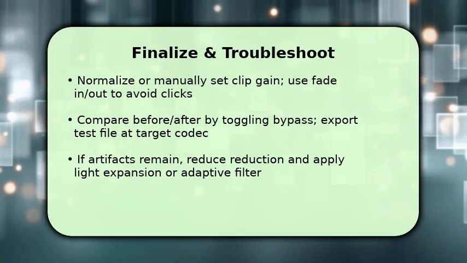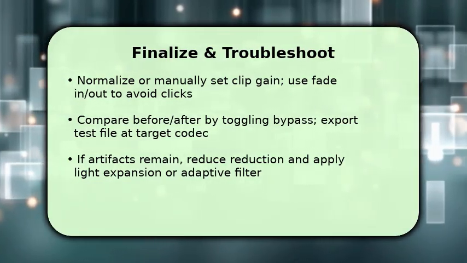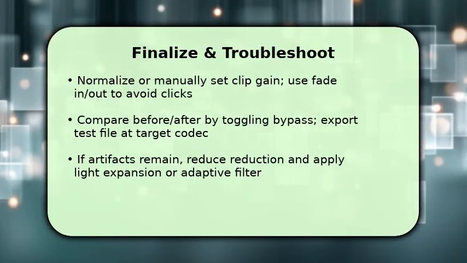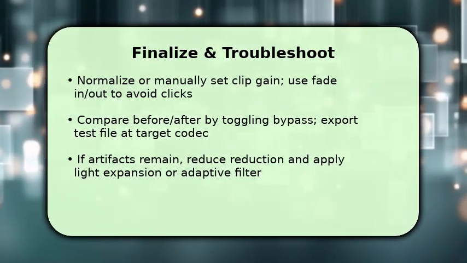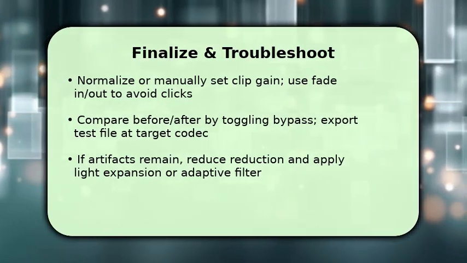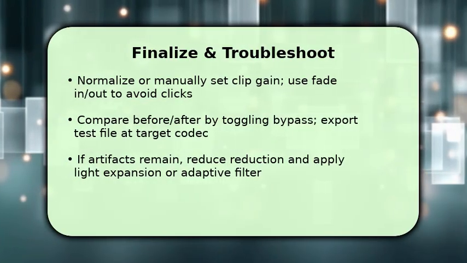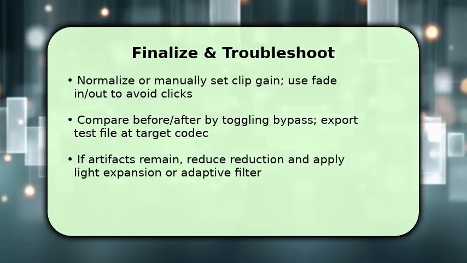Always toggle the noise effect bypass to compare before and after, then export a short test file using your final codec and listen on different devices. If you still hear artifacts, back off the reduction amount and try a subtle noise gate or adaptive filter. Make iterative changes and test until the voice sounds natural without extraneous noise.